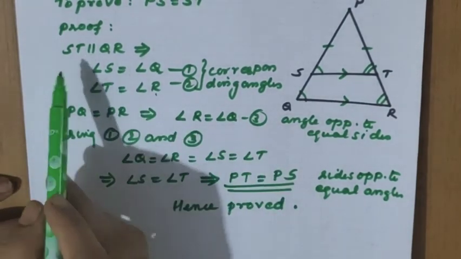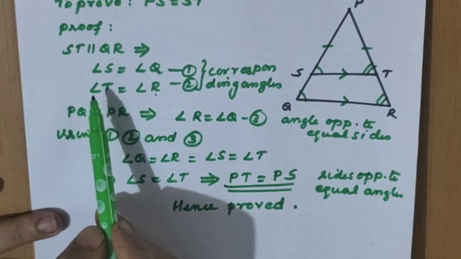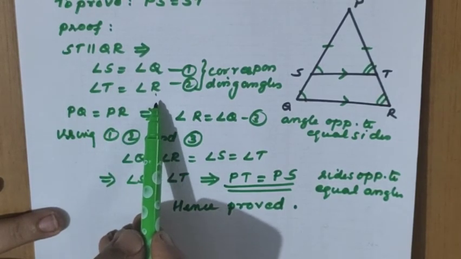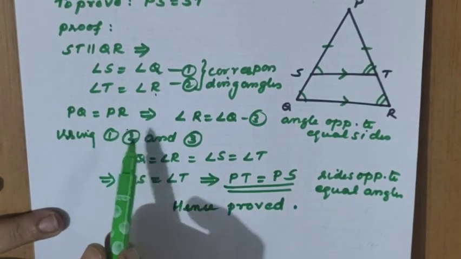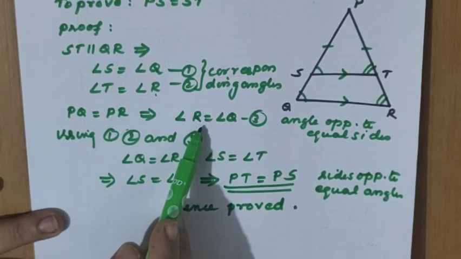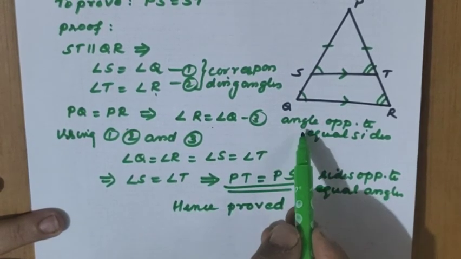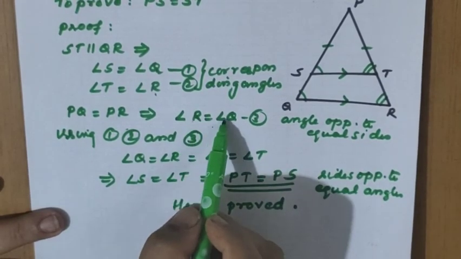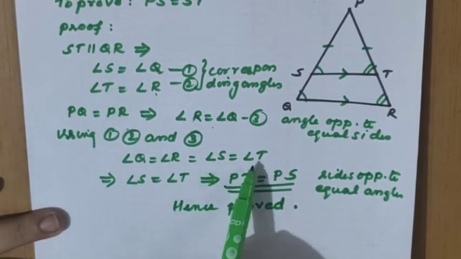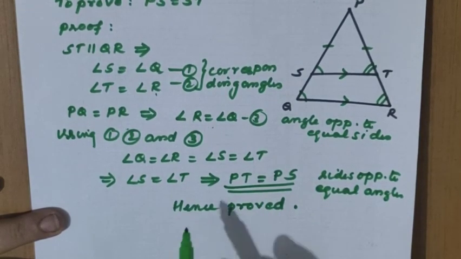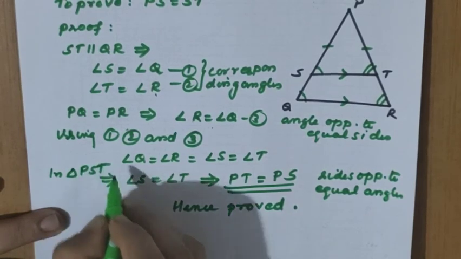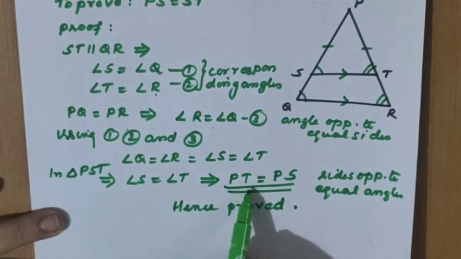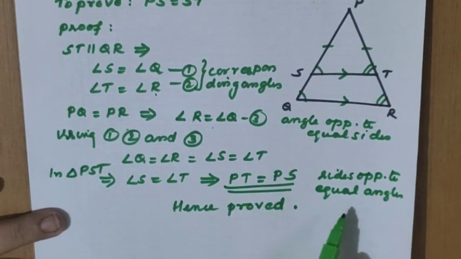I repeat, in the question ST parallel to QR, angle S equal to angle Q and angle T equal to angle R. What is the reason for this one? Corresponding angles. Now PQ equal to PR we got. By this we can write the base angles are also equal. Now see, we are in angle, so the reason will be angles opposite to equal side. Now R and Q are equal means what about S and T? That is also equal to each other. If S and T are equal, in which triangle? It should be in one triangle. So it is in which triangle? In triangle PST, I should mention here. Triangle PST, angle S equal to angle T, therefore PT equal to PS, side opposite to equal angles.